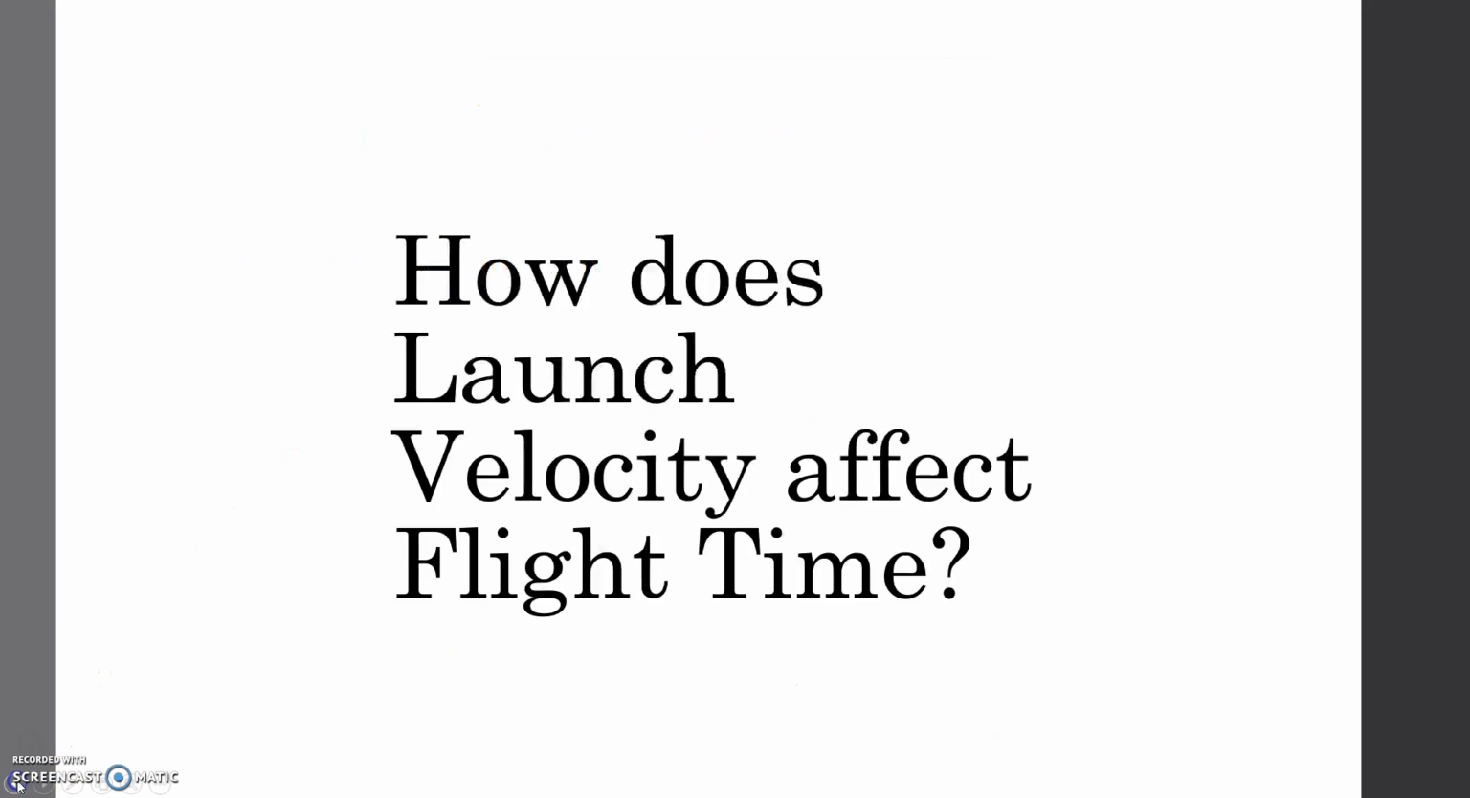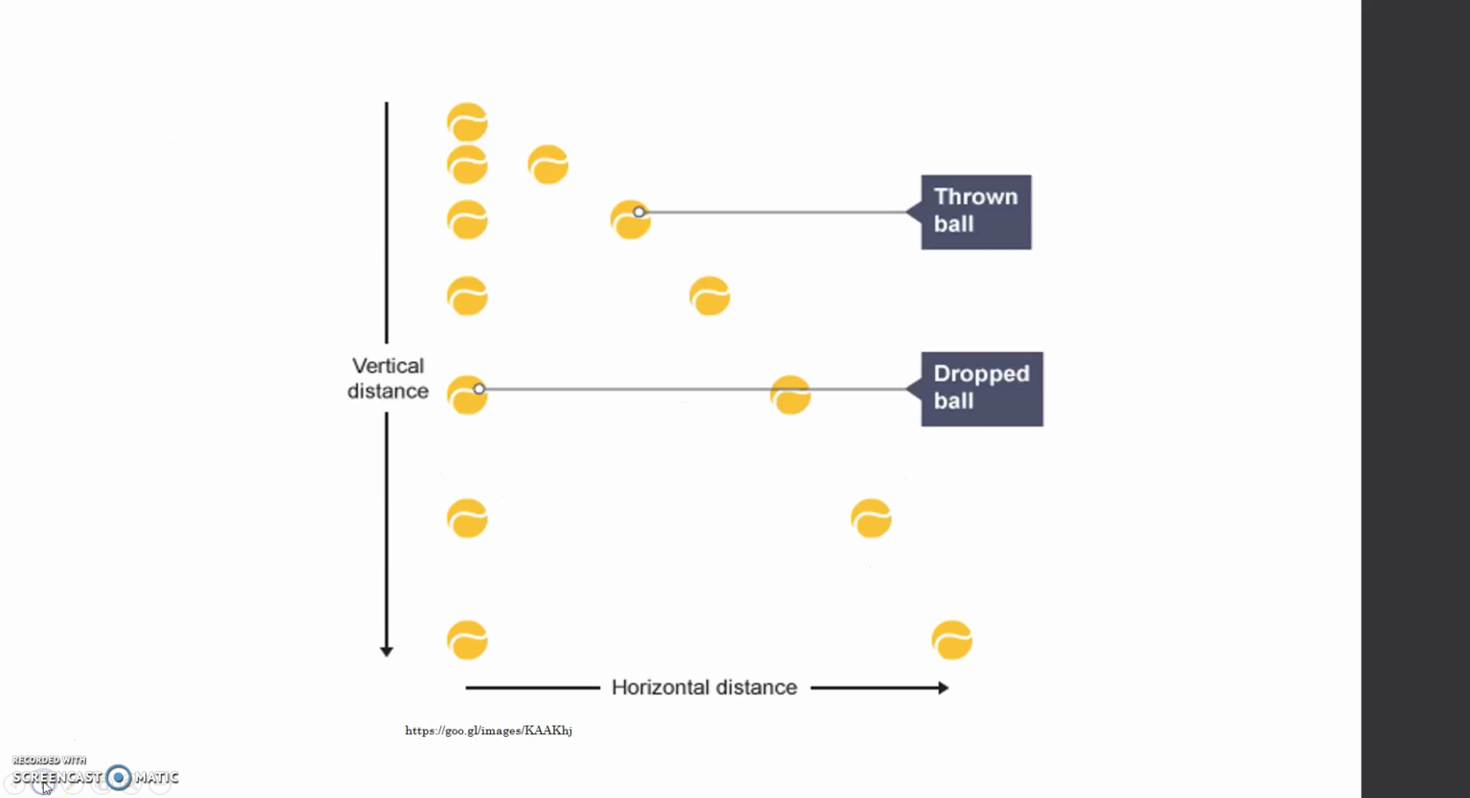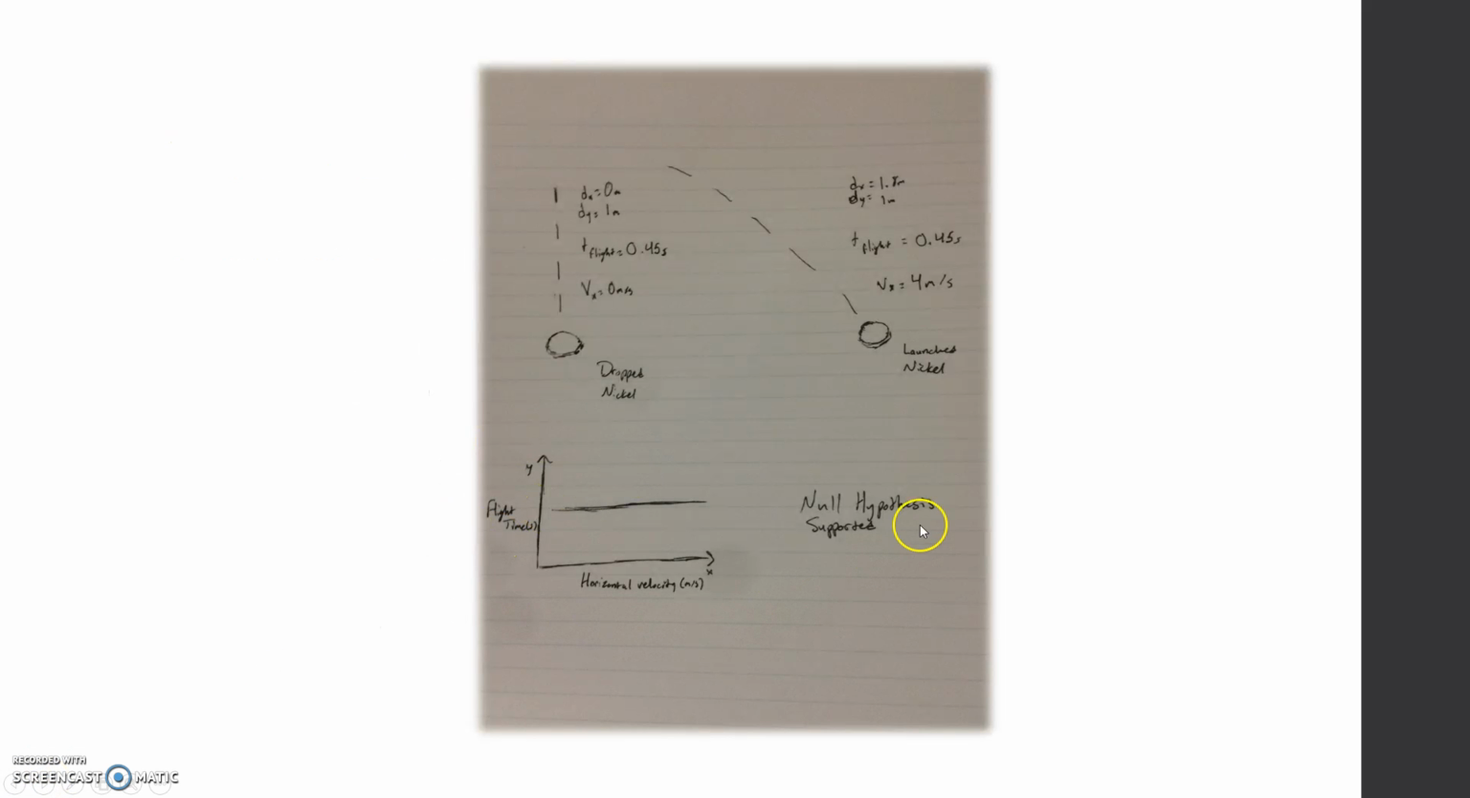Therefore, to go back to this question, launch velocity has no effect on the flight time, which does help to prove this fact, as we see here with this little graph, that the null hypothesis is supported, which basically says that there is no effect. The independent variable does nothing to change the dependent variable. In this case, our independent variable is launch velocity, and our dependent variable is the flight time of the projectile.